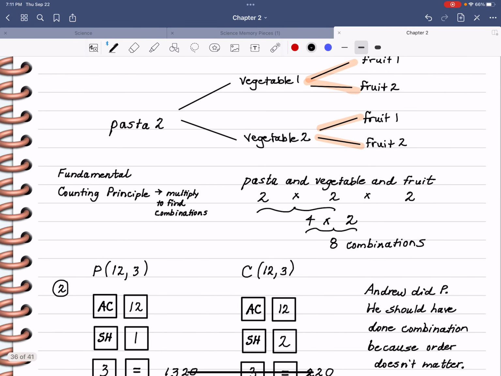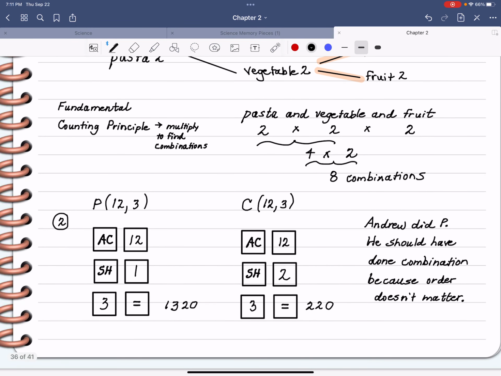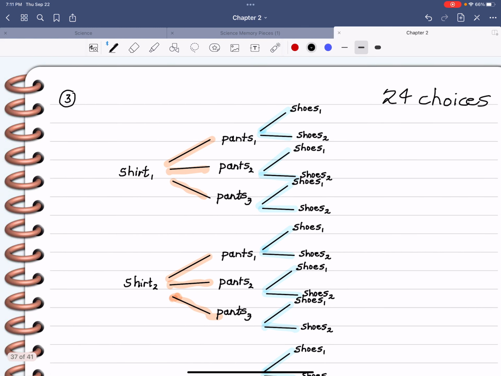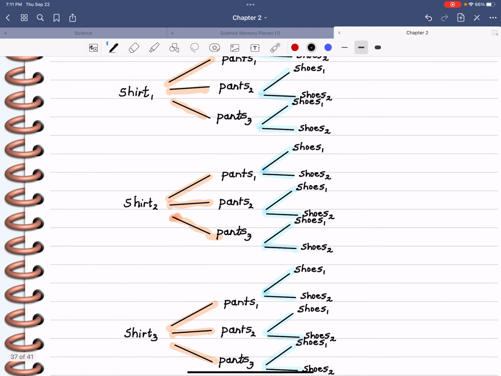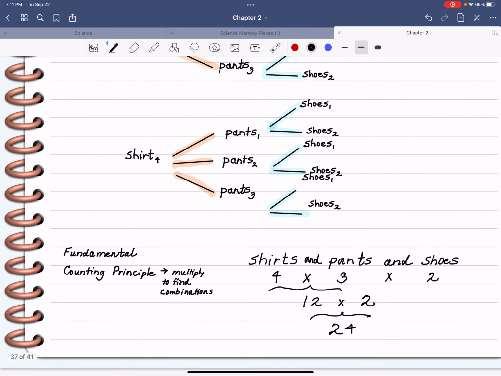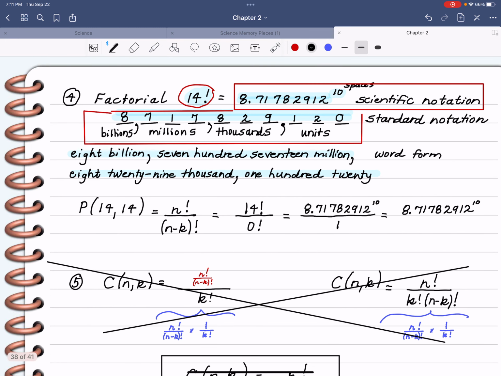Number 2, no, he was not correct. Order does not matter, so you should find the combination. Andrew found the permutation. The correct answer is 220, so we got that one right. Number 3, there are 24 combinations, and they said to use the counting principle, so I didn't need to draw the tree after all. Number 4, possible answers include 14 factorial and the standard notation.